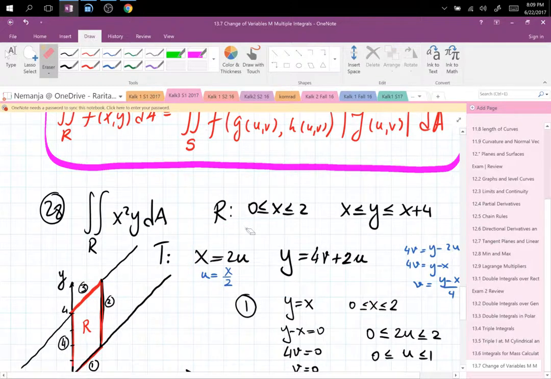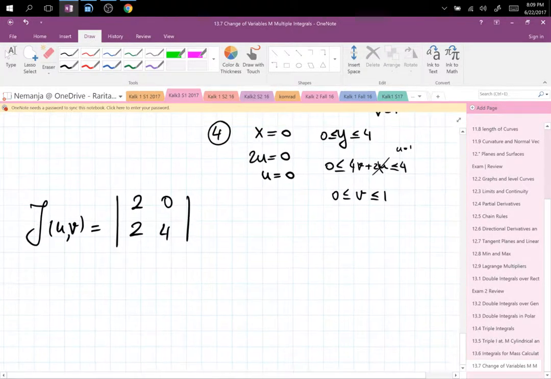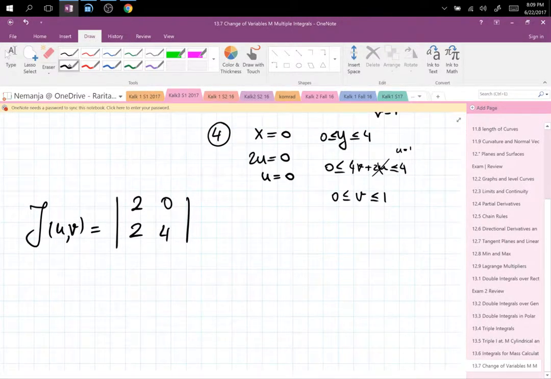Now, sometimes they're going to end up being functions. Sometimes they end up being numbers, depending on what kind of transformation you have. Determinant over here, 8 minus 0 is 8.